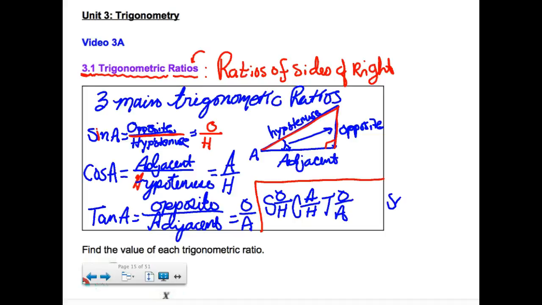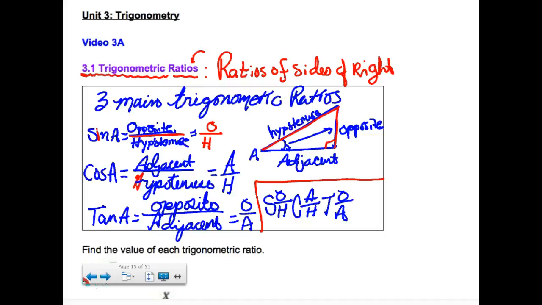Maybe you've seen it written like this, which is fine. I like it though with the fractions in there, so you can keep in mind that these are fractions. So sine of an angle is its opposite over its hypotenuse. Cosine of an angle is the ratio of the adjacent over the hypotenuse. And the tangent of an angle is the opposite over the adjacent.